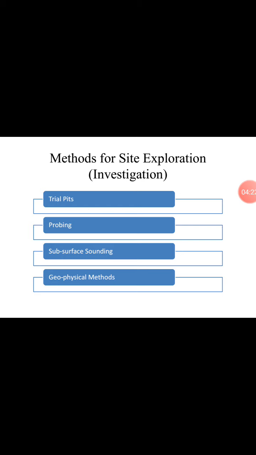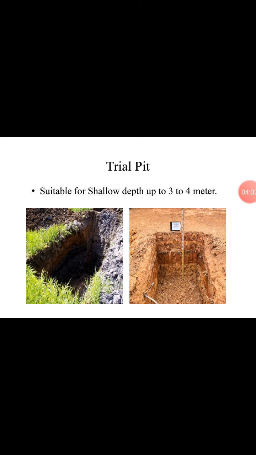Now methods for site exploration or investigation. So there are four main methods for the site exploration or site investigation. First is trial pits, second is probing, third one is subsurface sounding, and fourth one is a geophysical method. So one by one we discuss about the site exploration or site investigation.